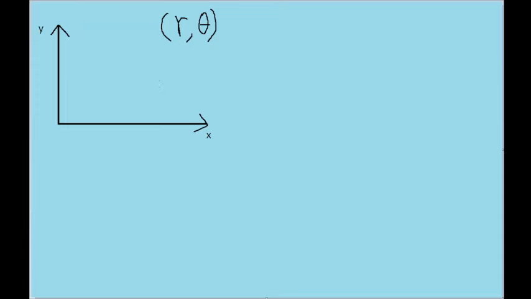Okay, so when we're working with a polar coordinate system, as opposed to the coordinate system we're all used to, the Cartesian or rectangular coordinate system, any point we're given, any coordinate we're given, is going to be based not on the x and y position, but on the r and theta position. Let's say we have a point right here.